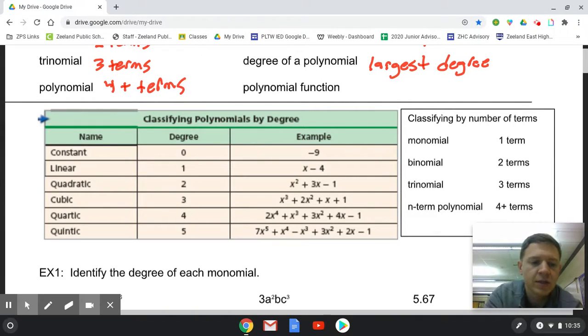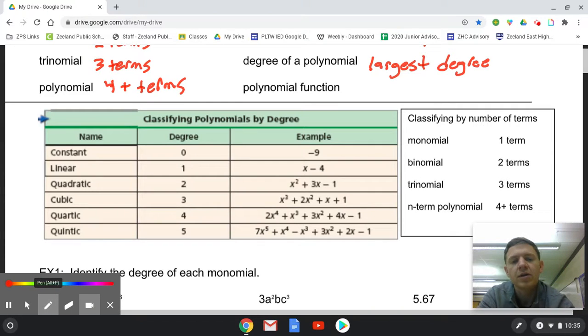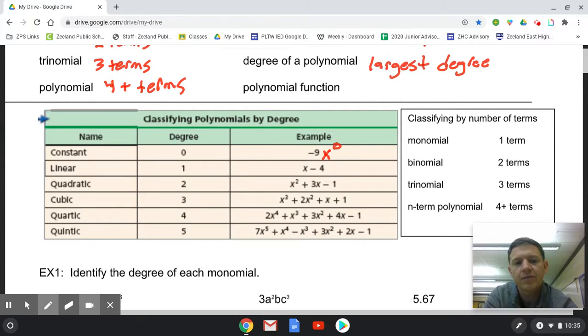The interesting one is the constant with degree 0. Okay, because it's negative 9. It's kind of like having an x to the 0 there, a 0th degree. Anything raised to 0 is just 1. So if that's just 1, we can get rid of it. Negative 9 times 1 is still negative 9. So we just don't write that. So anytime you see a number without a variable there, that's actually a degree 0 term.